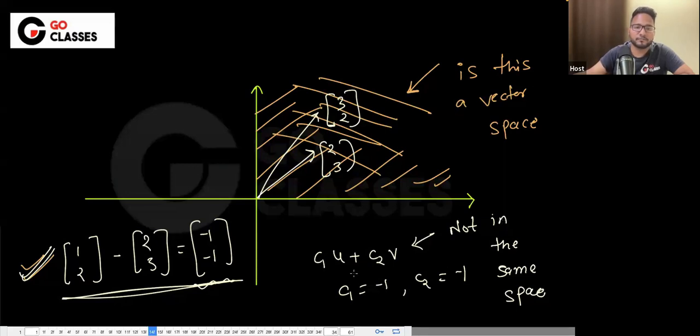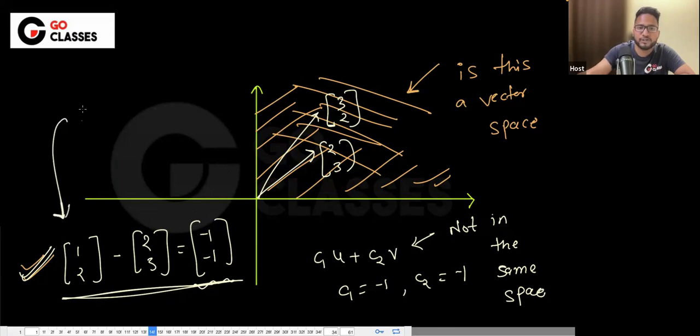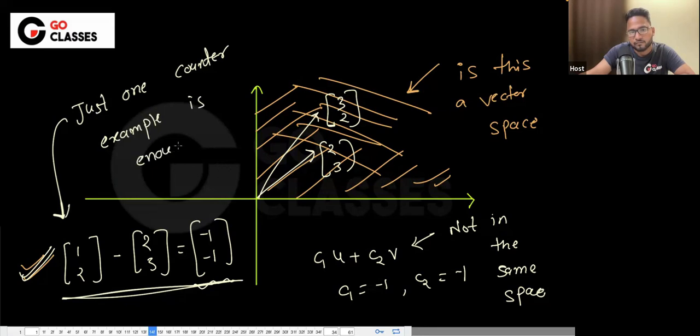So I hope you're getting what I'm trying to say. Here we want to prove that this is not a vector space, so just one counterexample is enough, to prove that something is not true. I hope you understood, right?